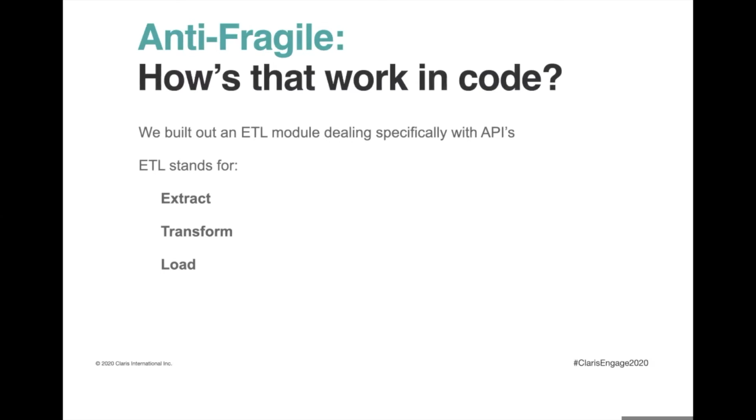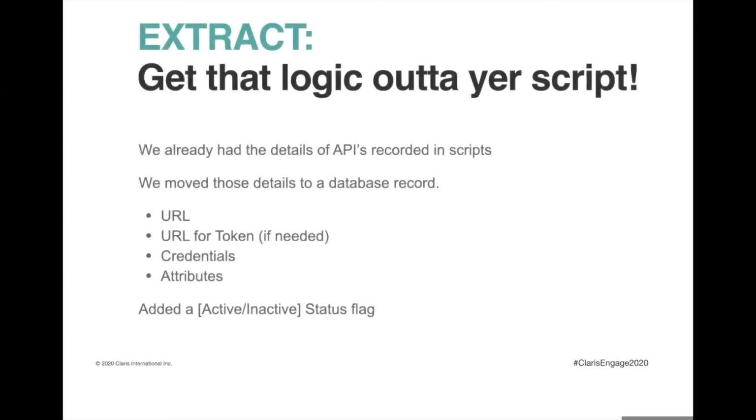So for us, how do we code for this? Well, we had to go back to the drawing board a little bit, and so much of what we had hard coded, we had to pull out of scripts. We had to pull out of things like that, and actually make a database record out of many of these things. The URL, if a token was required, any credentials that need to be put in. The token itself we would store. And any and all attributes that come from that API, we started to embed in the database record for that API.